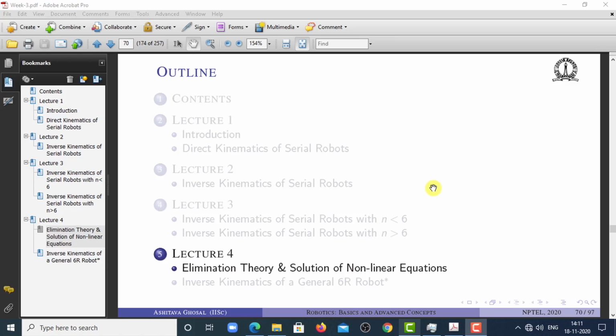So in this lecture, we will look at this concept of elimination theory and solution of nonlinear equations. So this will help us understand how we can derive in general a single equation in one of the joint variables.